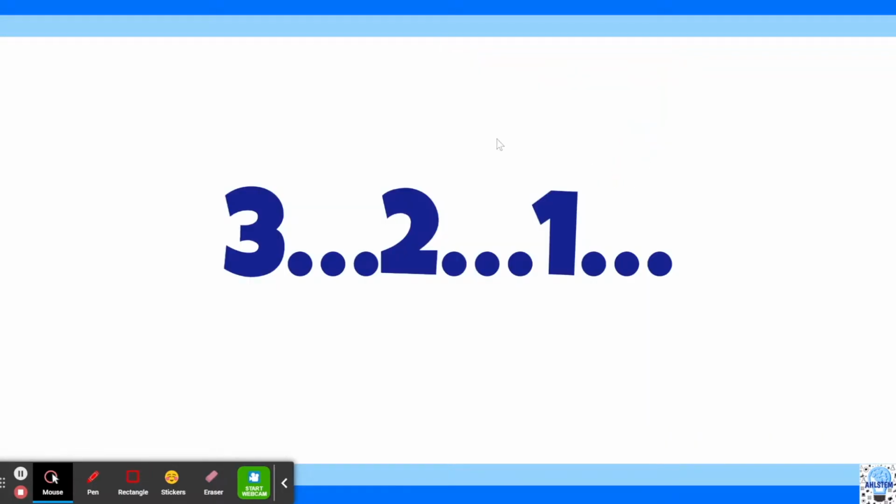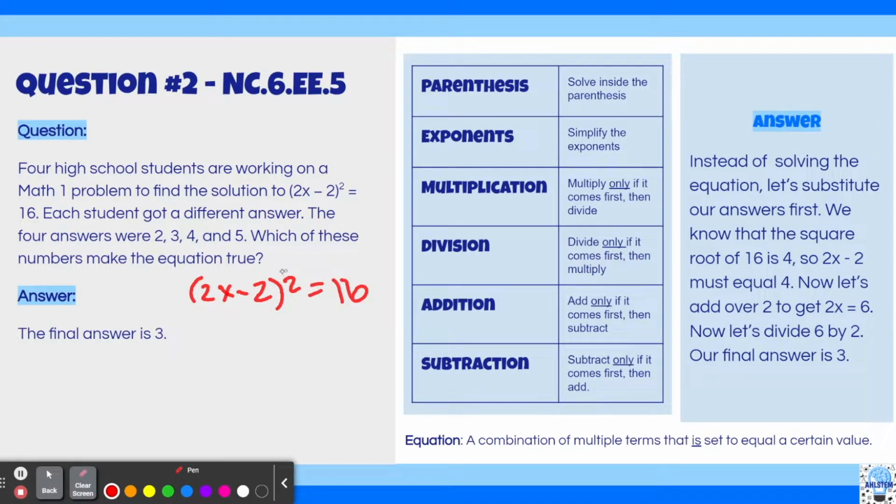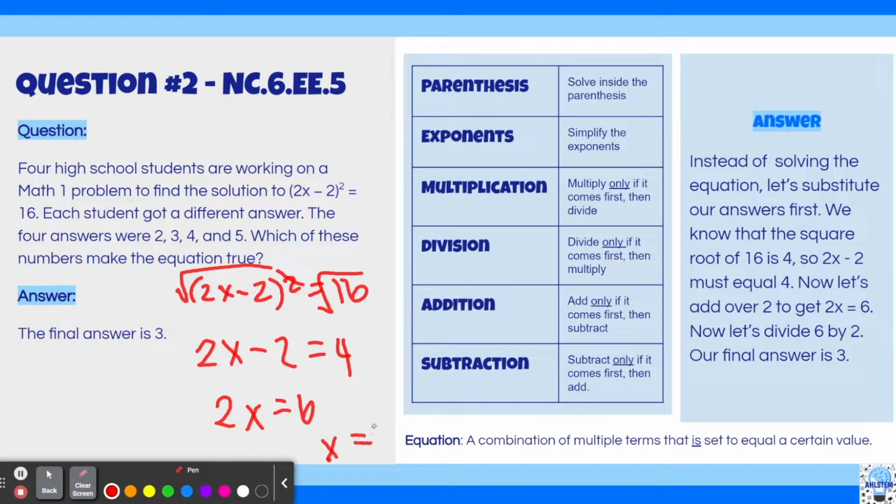Ready? 3, 2, 1. The final answer is 3. Once again, feel free to read, or you can watch me solve it. Let's set up our equation again. Now, we have to take the square root of both sides to get rid of the square. So we get 2x minus 2 equals 4. 2x equals 6, because I'm adding over the 2. And lastly, x equals 3, because I divided over the 2.